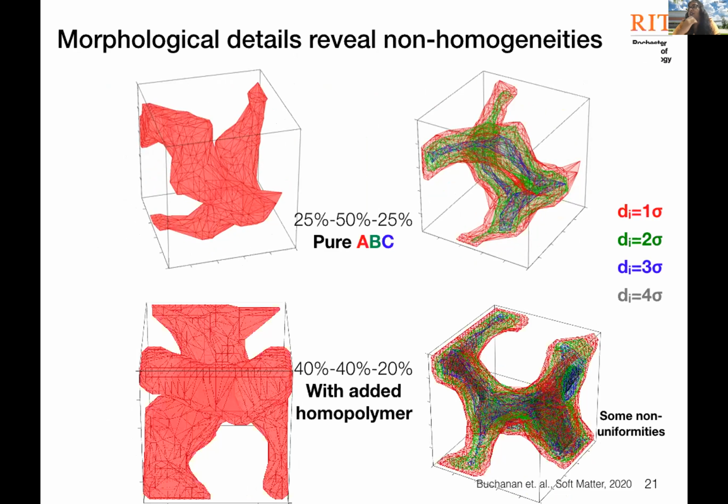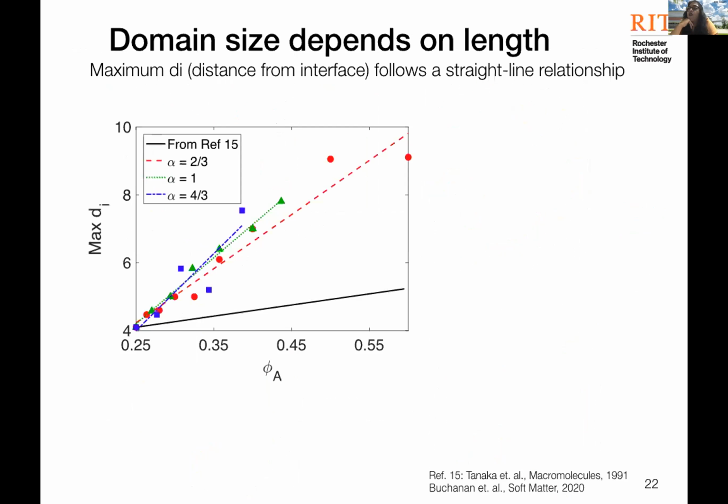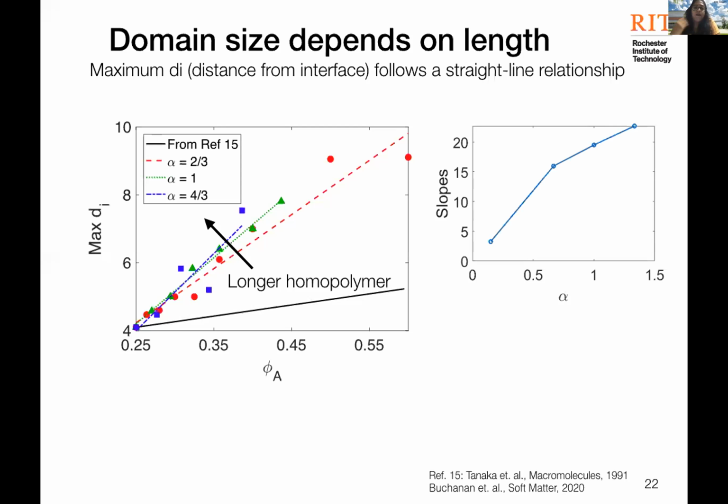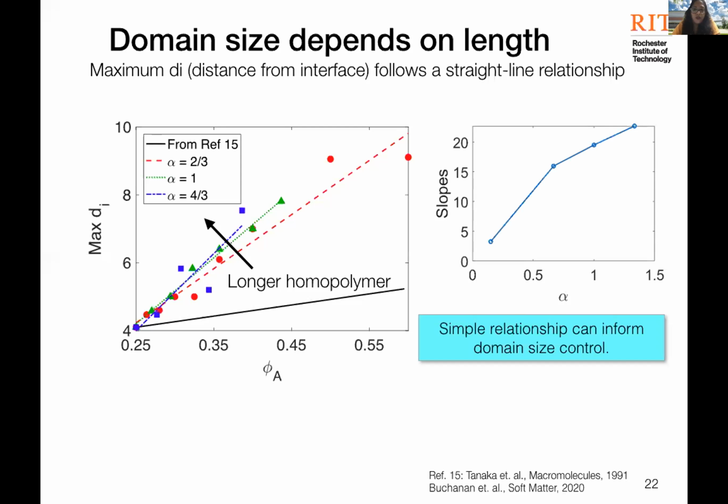So we can quantify these domain sizes. On the y-axis is the maximum size of the gyroid, and the x-axis is the composition. And again, this is dependent on the alpha of the domain size. So again, if you wanted to reverse engineer and get a gyroid at some particular composition, we have a way that we can go back and pick the correct homopolymer that we want to add, and sort of have this map to be able to do this.